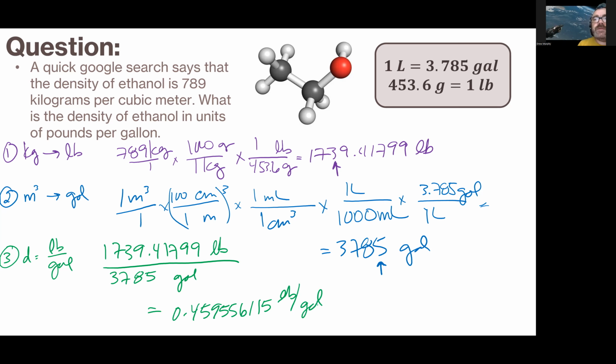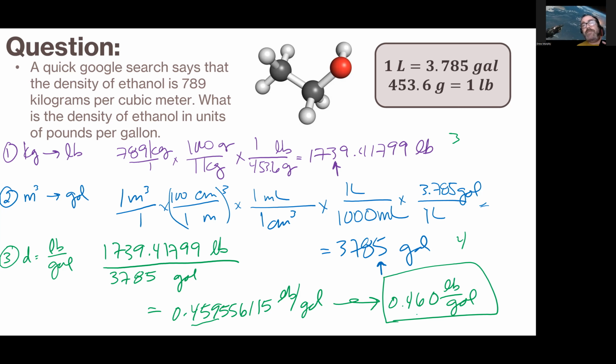We said the top number had 3 significant figures, the bottom number has 4 significant figures, so we round this to 3 significant figures, which is 0.460 pounds per gallon. And see, we get the same number that we got before. If you have questions, let me know. We'll work a bunch of these together. Remember, practice makes perfect. You can do this.